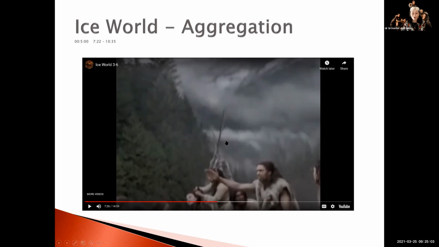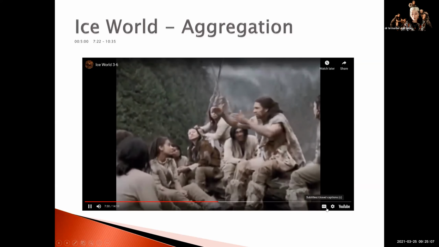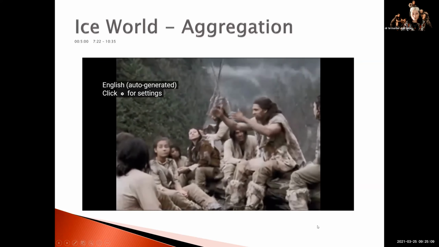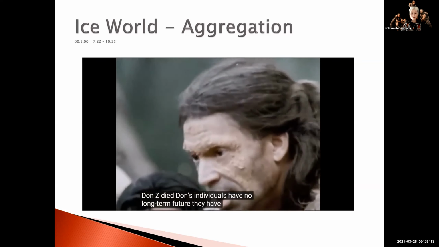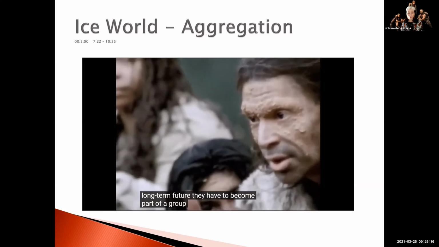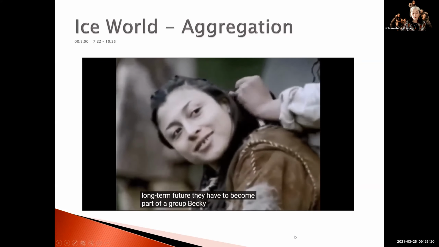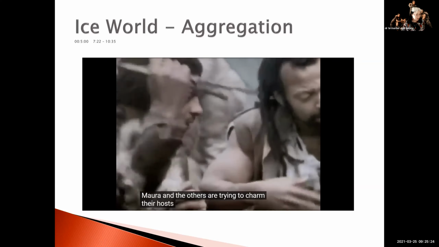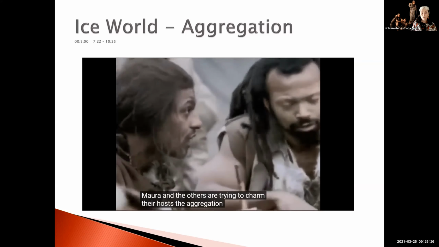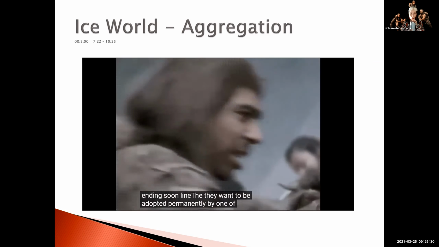This is aggregation. Being sociable isn't a choice, it's a necessity. Individuals have no long-term future. They have to become part of a group. Mara and the others are trying to charm their hosts. The aggregation will be ending soon, and they want to be adopted permanently by one of the groups.